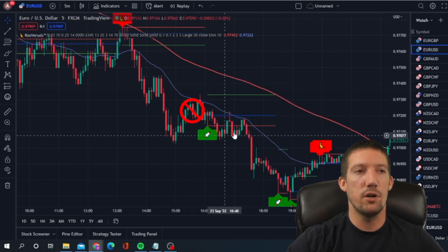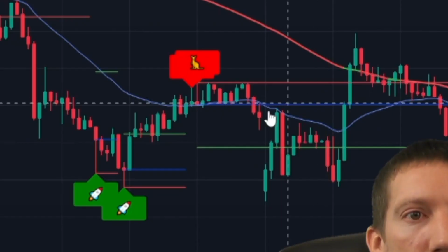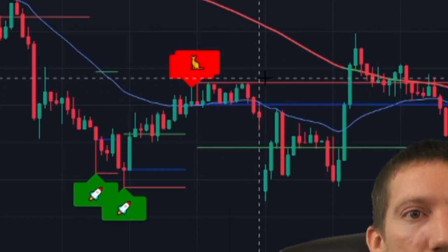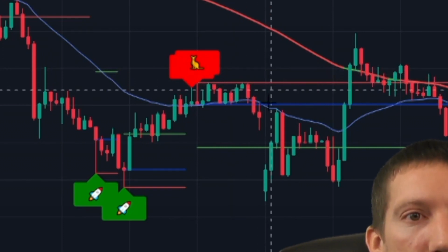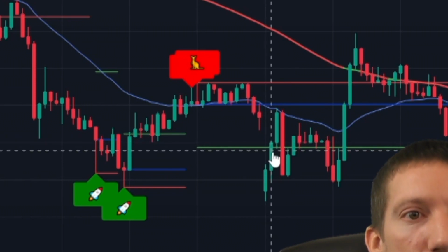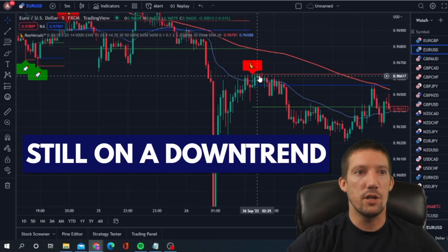We would have skipped this one because we're in a downtrend. We would have skipped these two. We wouldn't have skipped this one. Looks like it may have hit the stop. We're really close right here, but like I said, I put it a little bit above it, so we probably wouldn't hit the stop. It would have come down and hit the take profit right here. We're still in a downtrend, so we do the same thing here.